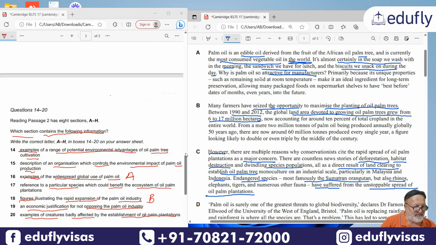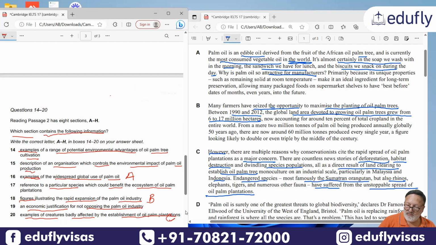Let's see examples of a range of potential environmental advantages of palm tree cultivation. These are not advantages. Description of, there is no organization in this. Reference to a particular species which could benefit the ecosystem. No, this is not a benefit. And economic justification for not opposing, no. Examples of creatures badly affected, of course: elephants, tigers, they badly suffered. So this, of course, is the answer. So we'll put C here.